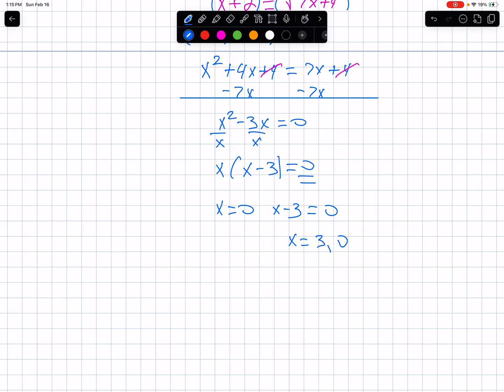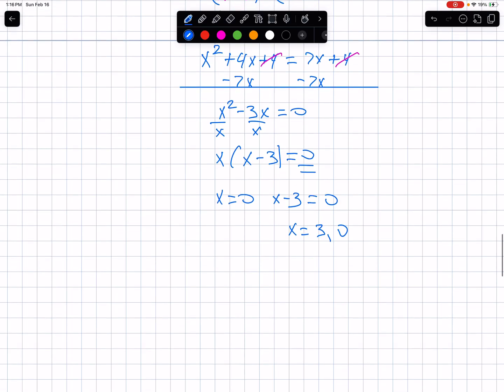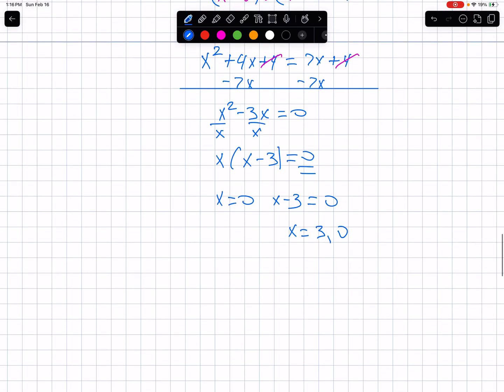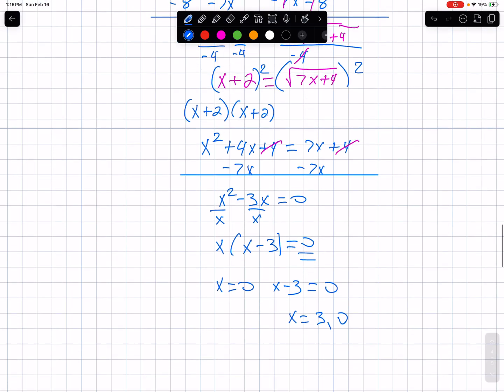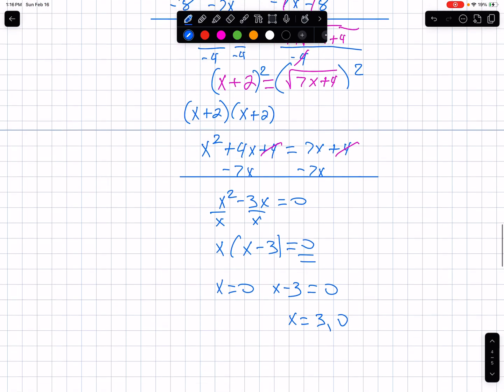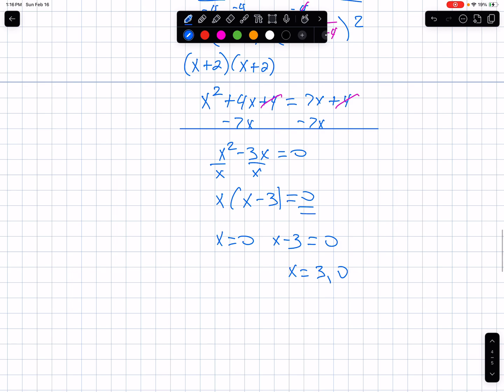So did they say on here the solutions are x equals 3 and 0? Normally they tell you to check for extraneous solutions. Do you remember her saying that? Yeah, but this didn't say it. It didn't say it, so you don't have to. But you would have to plug both of these into the original function. Yeah, and then see if it works.